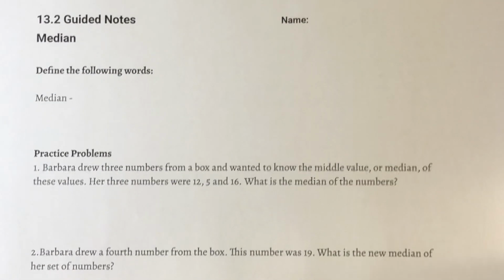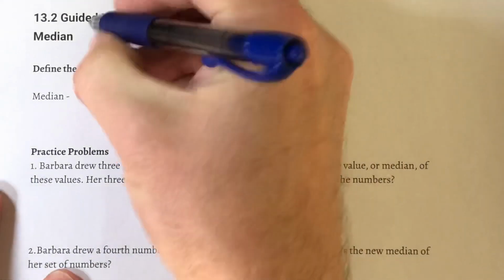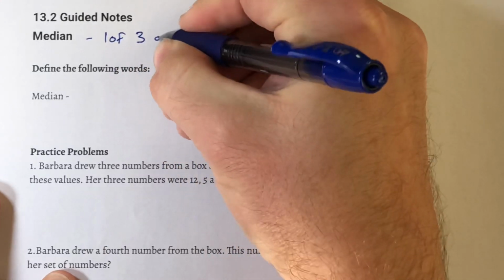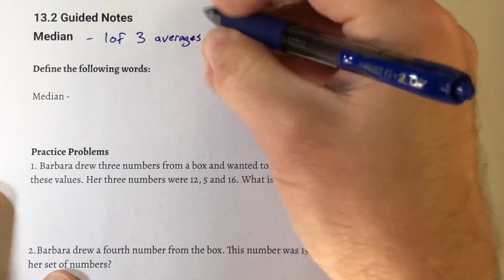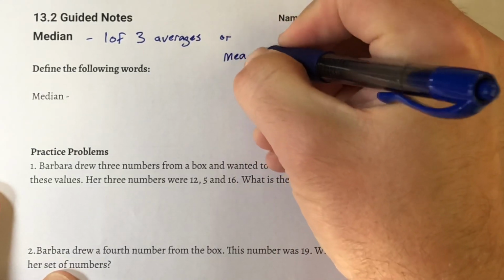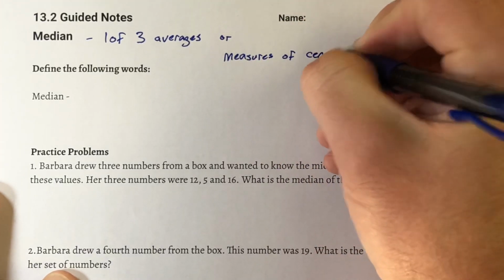So today we're going over 13.2 median, or the middle number of a set of data. Median is one of three averages. There's mean, median, and mode. Or you can call them measures of central tendency.